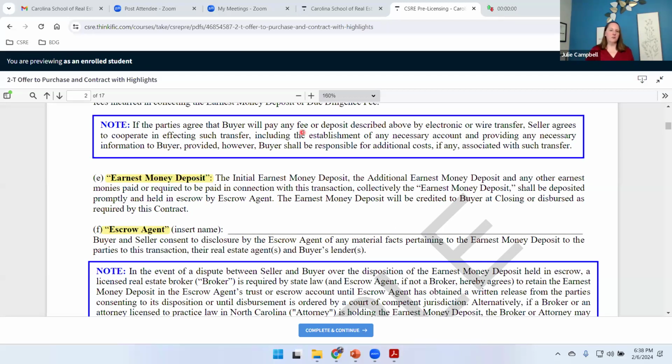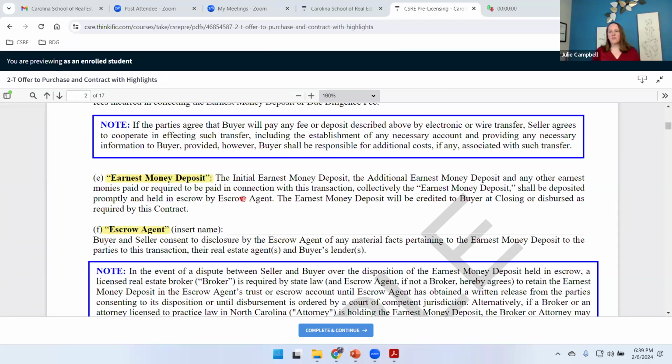Let's define the earnest money deposit. Now we may have initial earnest money. We may have additional earnest money. It's just a matter of when it's due. Is it due now at the time of contract formation, or are we going to negotiate it to be due at a different time? No matter when it's due, it's still considered earnest money, and it is paid or required to be paid in connection with this transaction. It's going to be deposited and held in an account by the escrow agent.